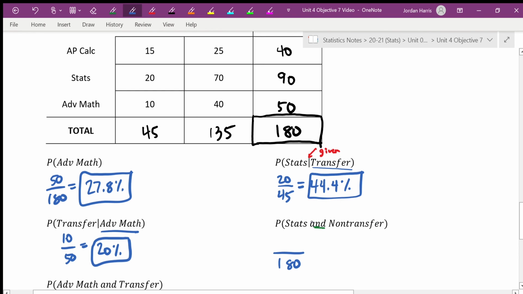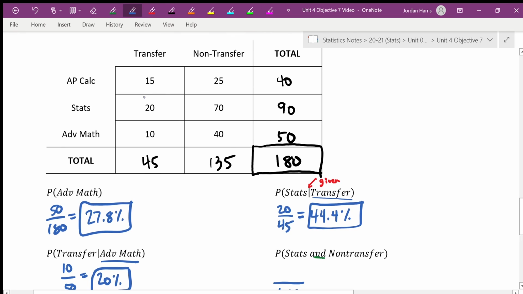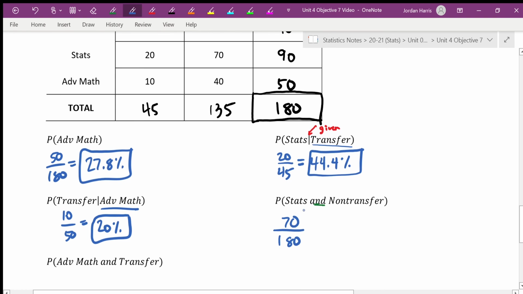So what's the probability of being a stats and non-transfer? Well, look at it. Stats, non-transfer. Right here. That number is the number of students that are both stats and non-transfer. So instead of having to do some complicated multiplication, I know 70 of them are stats students that are non-transfers. And so I just type that in, 70 divided by 180, and I get 38.9%. Done.